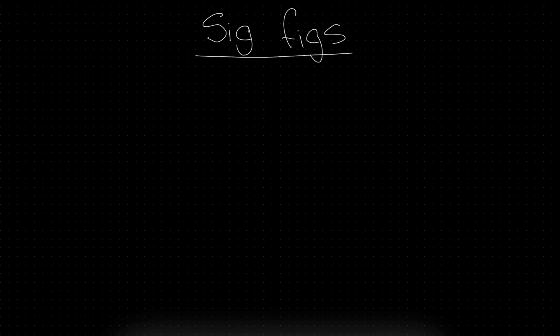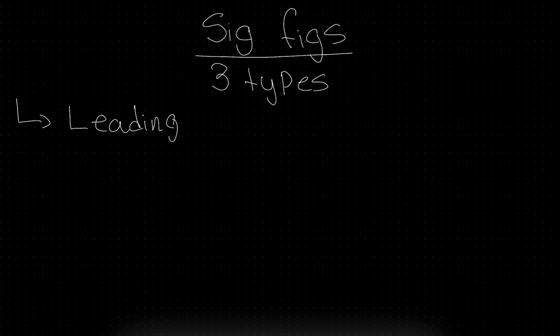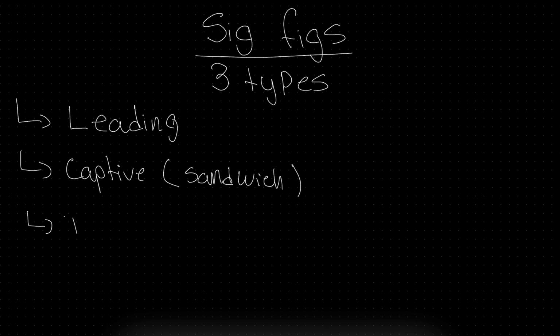Now let's move on to the zeros. There are 3 types of zeros. There are leading zeros, captive or sandwich zeros, and then there are trailing zeros.